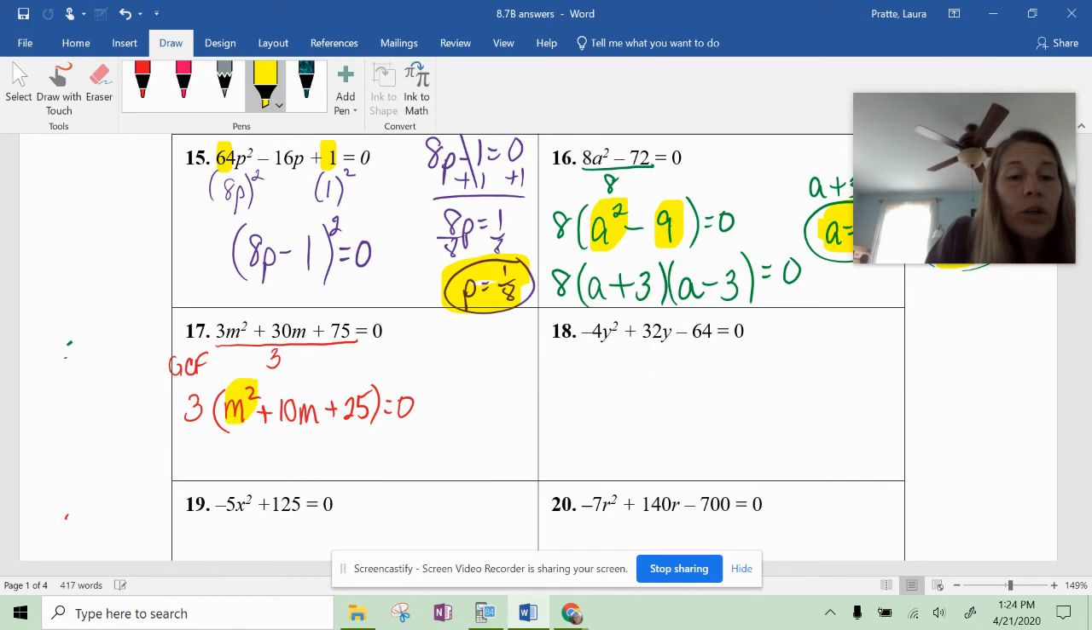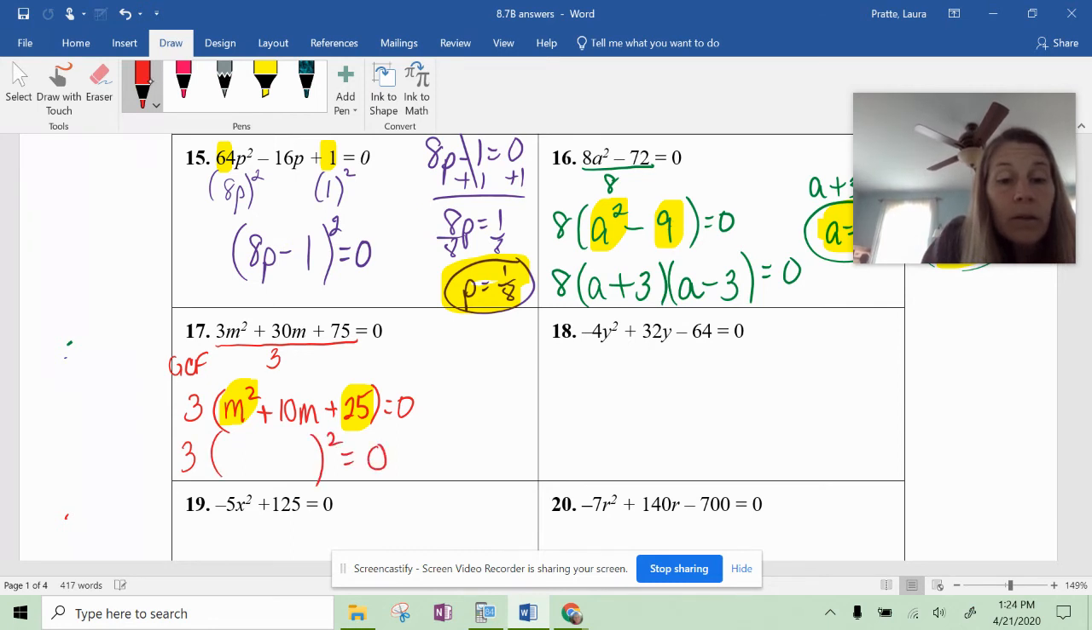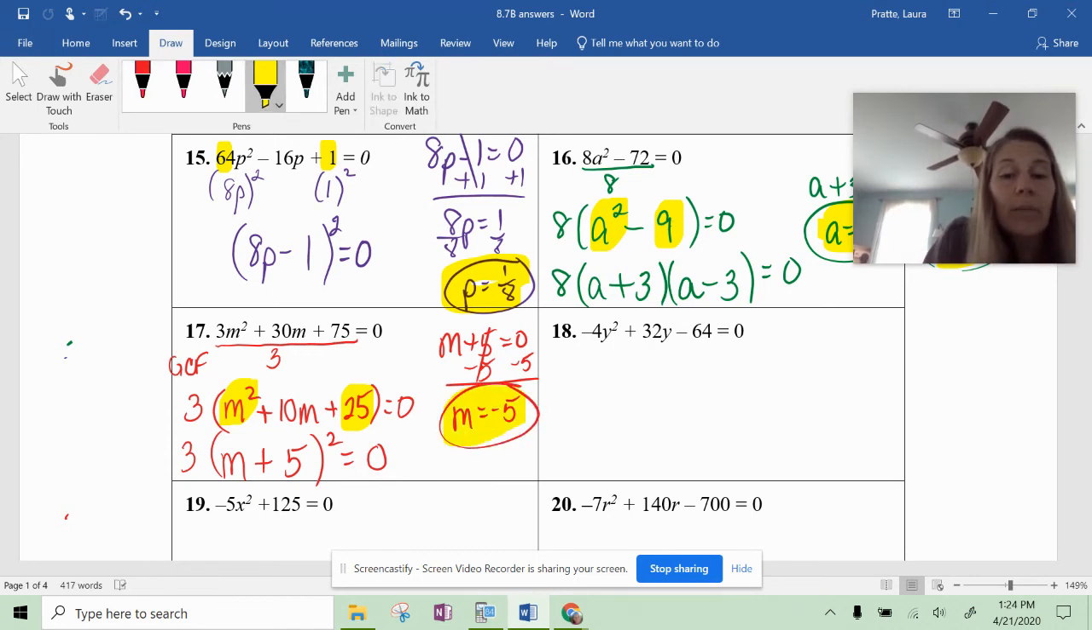Now the first term and the last term are both perfect squares. So that means I can use that little shortcut. So that means I'm going to have m plus 5 squared. Now I only have to solve that one factor because 3 doesn't have a variable and I don't need to do m plus 5 twice because it's going to be the same thing. And I get one solution, which is m equals negative 5.